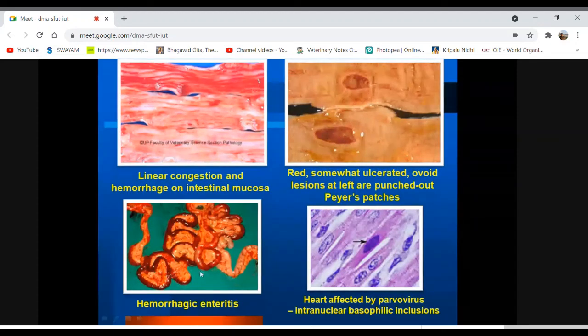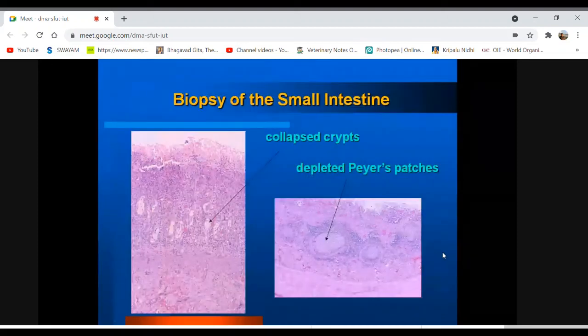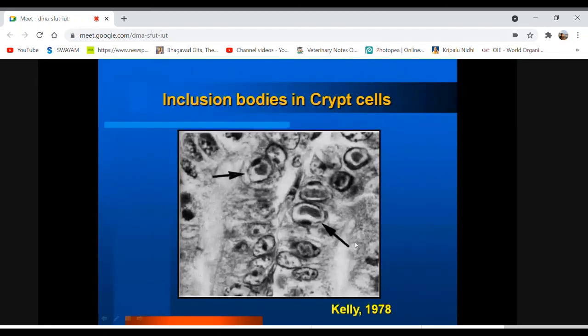Severe hemorrhagic enteritis is even visible from the serosal layer without opening, and here is a section of the affected heart muscle. Intranuclear inclusion bodies are present in the myocardial cells, the myocytes. Then these are biopsies of the small intestine showing collapse and depleted crypts of Lieberkühn, and the necrotic and ulcerative lesions of the Peyer's patches. Inclusion bodies are also observed in the crypts of Lieberkühn in the electron microscopic picture here.